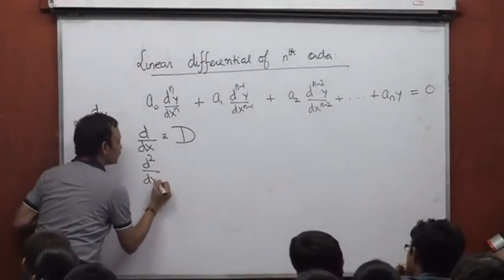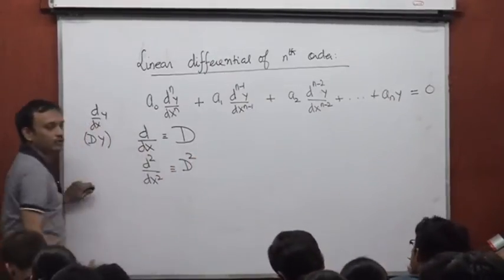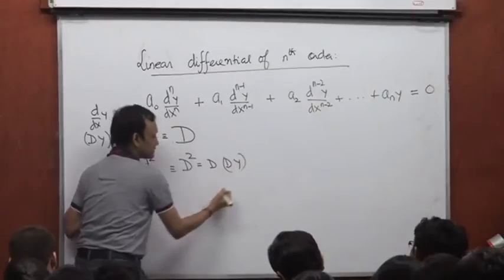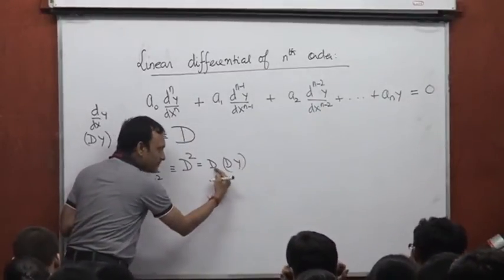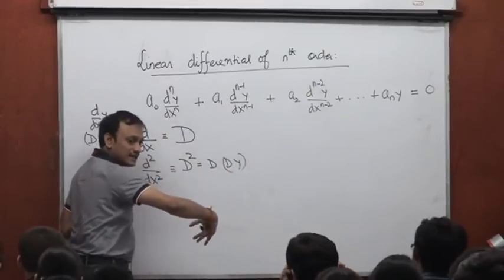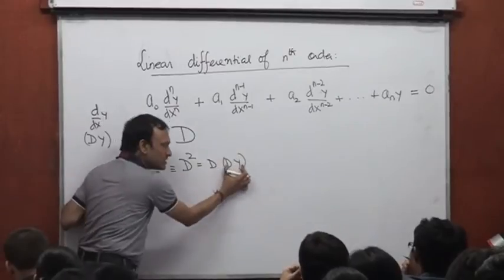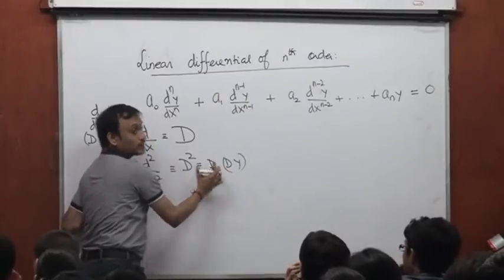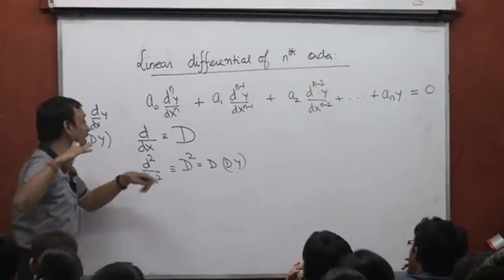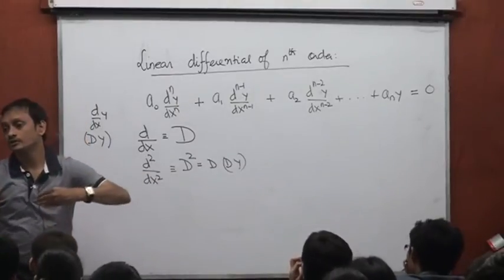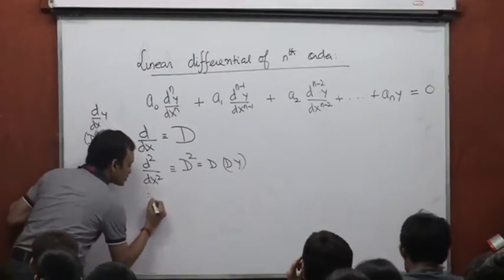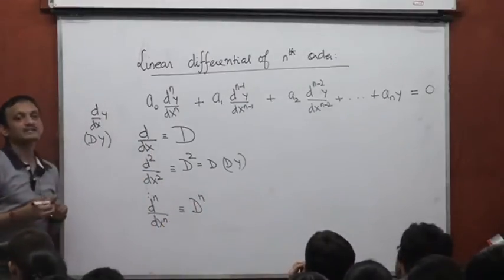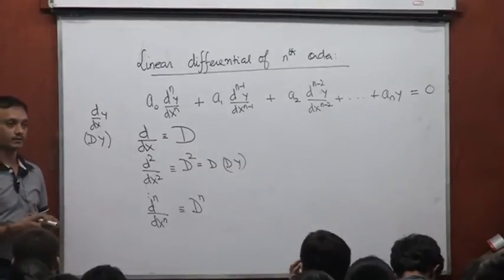I'll call d squared by dx squared as D squared. What this means is D acting on y gives the first derivative of y with respect to x, and D acting again on the first derivative gives me the second derivative. So D squared is like an operator in which you have to differentiate 2 times with respect to x. Going this way, I'll call D to the n the nth derivative, right?